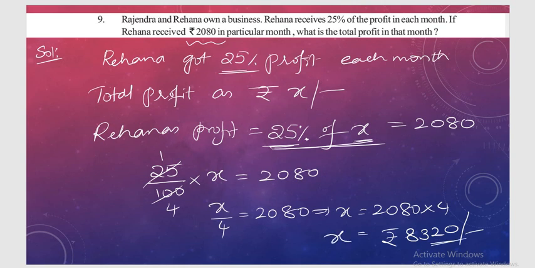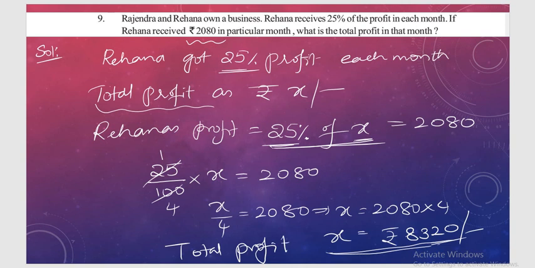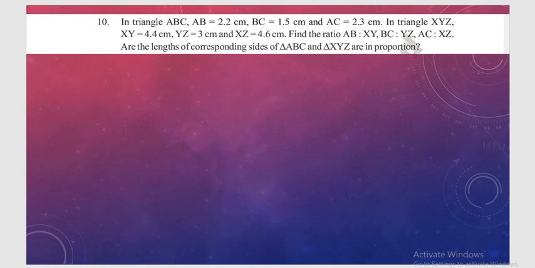Since this is X, X is nothing but what we have considered here. So X is nothing but the total profit. So total profit X is equal to 8,320 rupees, right? So finally what I can say here, total profit X is equal to 8,320 rupees. Next, moving on to one more question, question number 10, right?